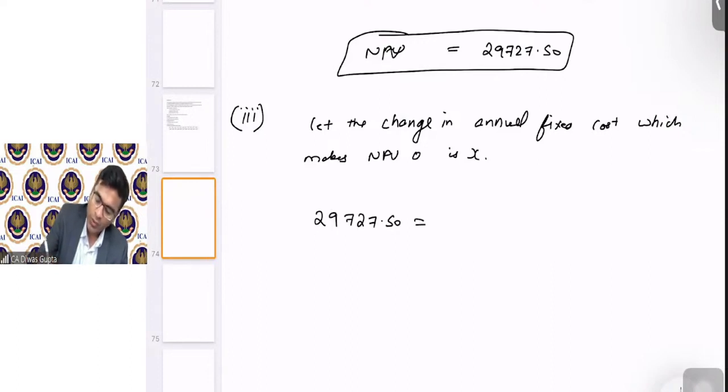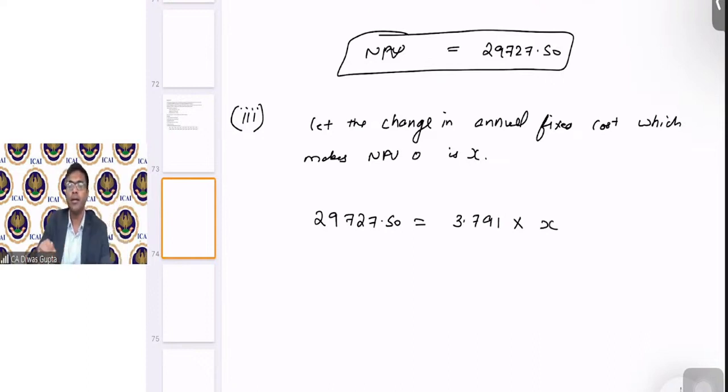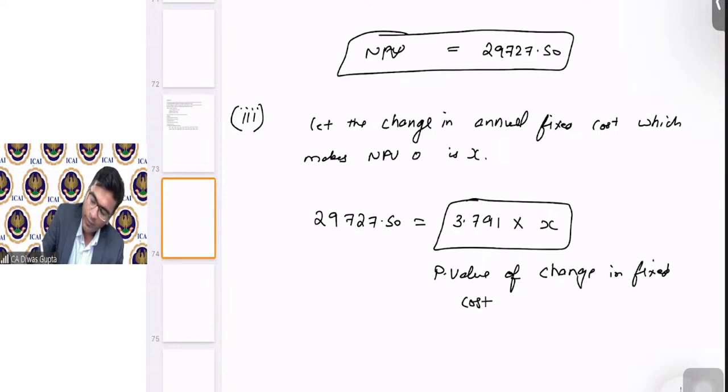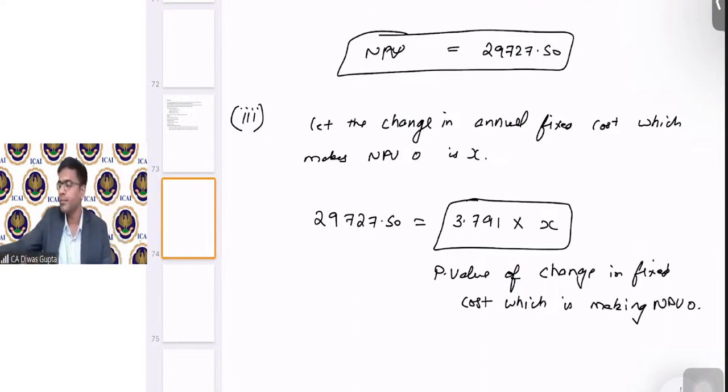So if that happens, then 29,727.50 is equal to 3.791, which is the present value annuity factor, multiplied by X. Correct? See, students, what is this giving? This is giving us the present value of the change in fixed cost which is making NPV 0. Correct, students?